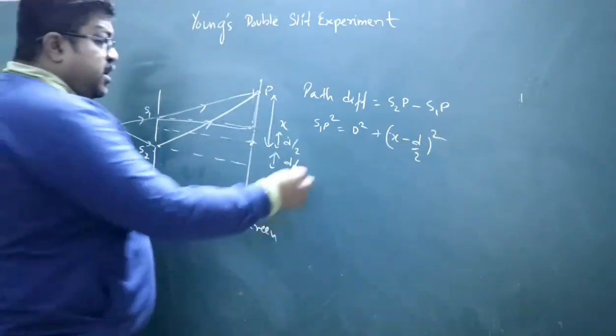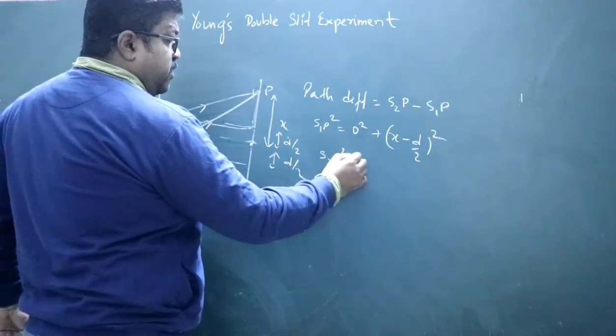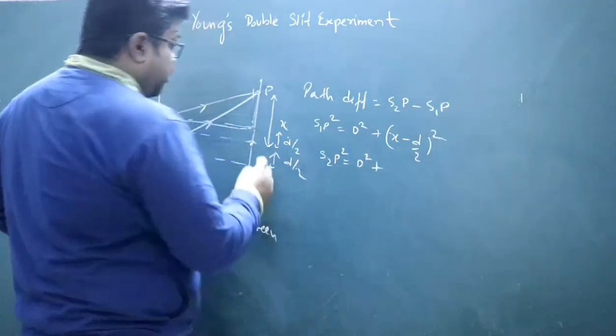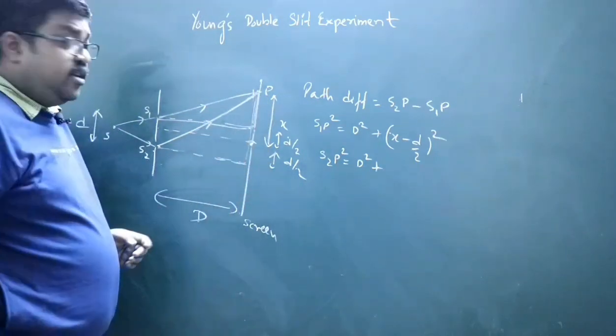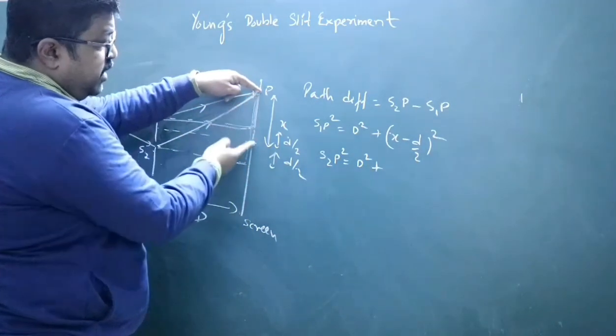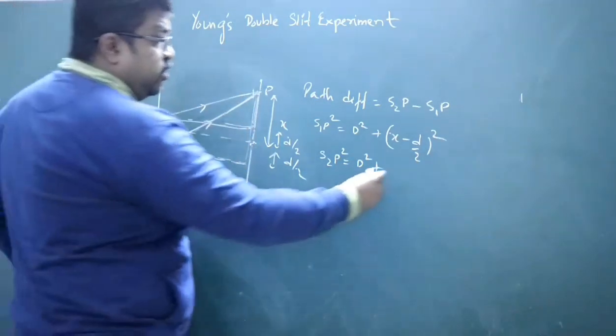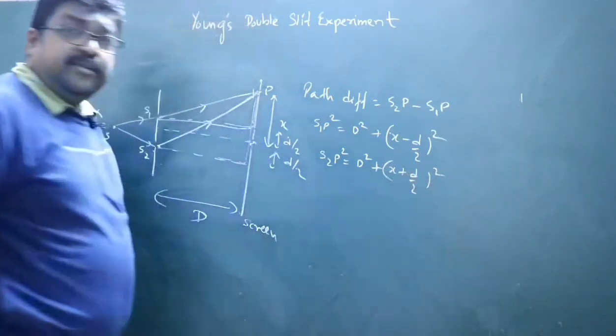Now similarly, what will be S2p square? S2p square will be d square plus, now I need to take this triangle. This is d, center to this point is x, and this is d by 2. So it is x plus d by 2 whole square.